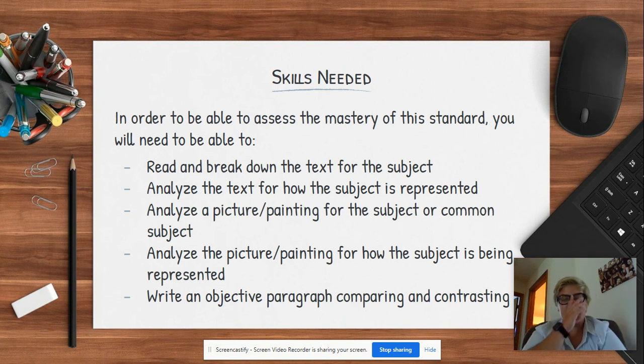All right, skills necessary. If you can't do these skills in the order that it's in, then you may have trouble with the mastery of the standard. So if you're looking down at the 5 things on this list, and you're like, I really get stuck on analyzing a picture, then you're probably good at reading the text, but you just need to work on getting the picture a little bit.